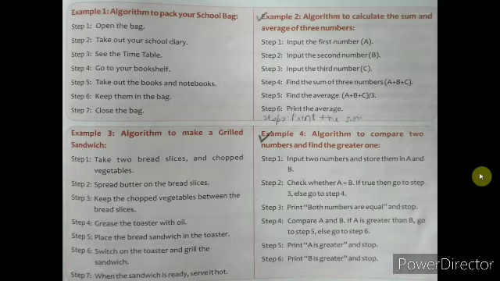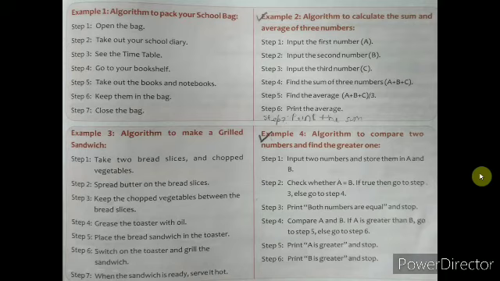Number 5, place the bread sandwich in the toaster. Number 6, switch on the toaster and grill the sandwich. Number 7, when the sandwich is ready, serve it hot. So these are the steps for making a grilled sandwich, or we can call it the algorithm for making a grilled sandwich.